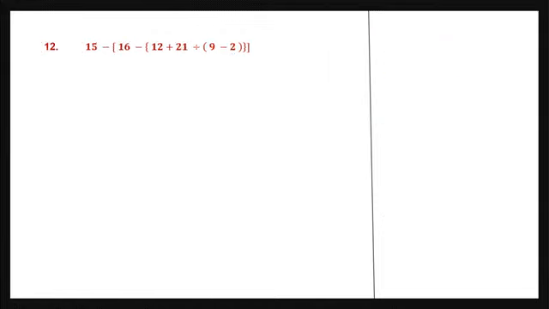Question 12. Okay, again we have brackets here. We have square bracket, curly bracket and the common bracket. So we have to do the common bracket first. So let's start. 15 minus square bracket 16 minus curly bracket 12 plus 21 divided by, now we can open our common brackets, 9 minus 2. 9 minus 2 is 7. So common brackets are open, but let's put back all the other brackets, curly bracket and the square bracket.